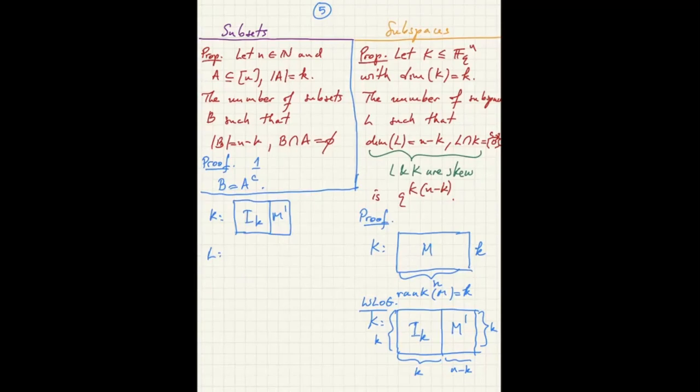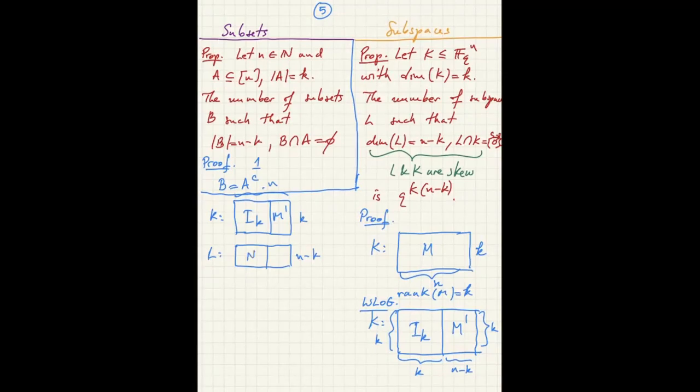Let's say it's, so what do we have here? Maybe something like this. It has n minus k, this is k, and both of them have n columns. And so you take a basis for L, and you put these vectors as row vectors in this matrix. And let's say you have an n1 here and you have an n2 here.